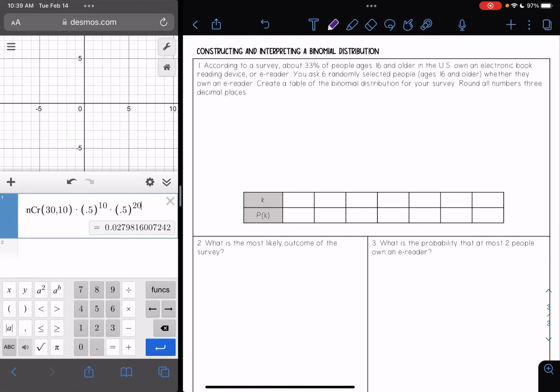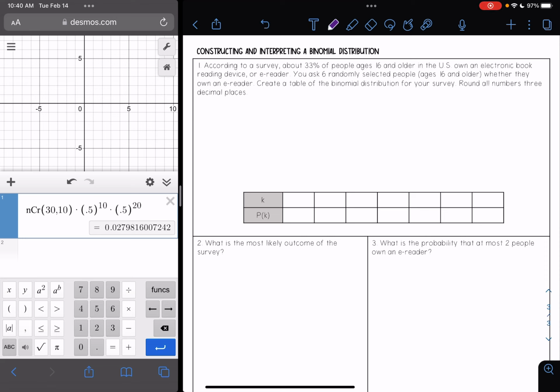In this video, we're going to be looking at constructing and interpreting a binomial distribution. So this problem says, according to a survey, about 33% of people ages 16 and older in the U.S. own an electronic book reading device or e-reader. You ask 6 randomly selected people ages 16 and older whether they own an e-reader. Create a table of the binomial distribution for your survey. Round all numbers to 3 decimal places.